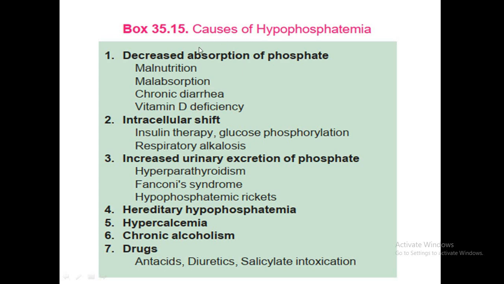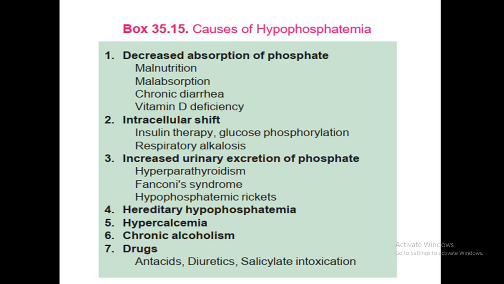Hypophosphatemia could be caused due to decreased absorption of the phosphate, as in malnutrition, malabsorption, chronic diarrhea or vitamin D deficiency, or when there is an intracellular shift such as in insulin therapy, respiratory alkalosis, etc. When there is increased urinary excretion of phosphate such as in Fanconi syndrome, hyperparathyroidism, or hypophosphatemic rickets.